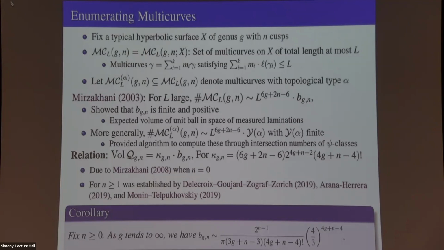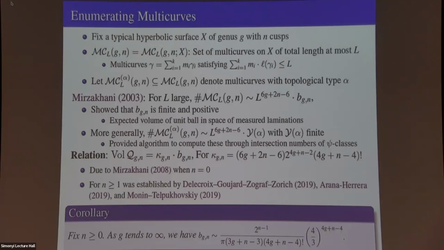Okay, so more generally, the more general statement, a refinement of the statement, is that the number of multicurves with a given topological type is also given by L to the 6G plus 2n minus 6 times some constant Y alpha, where Y is some finite number. So you can talk about this as the contribution to this count coming from those multicurves with topological type alpha.